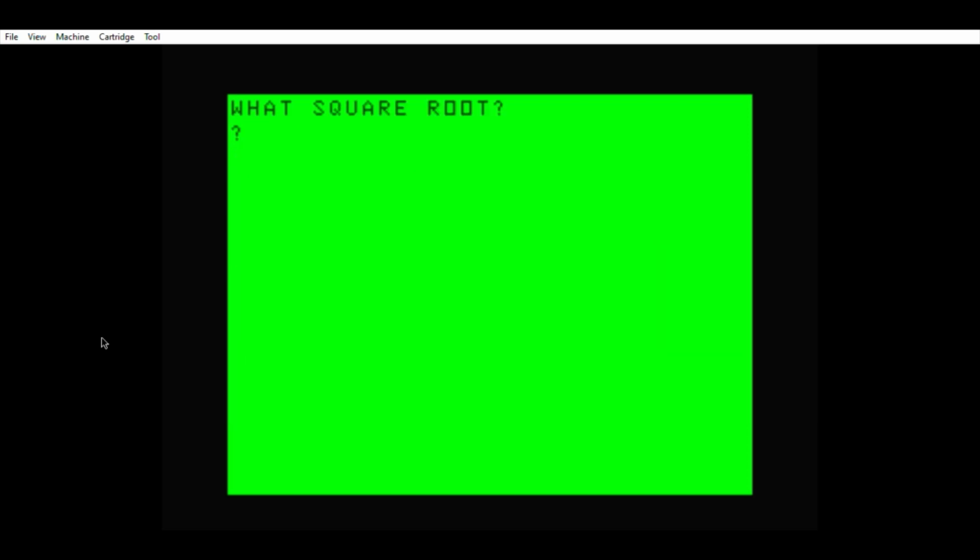So we're going to run the program again. What square root? Square root of 25, and our answer is 5. I'm going to hit the space bar. It's going to give us another try. Square root of 64 is 8. Hit the space bar, square root of 4 is 2, hit the space bar, square root of 3 is a decimal, so we're doing fine.